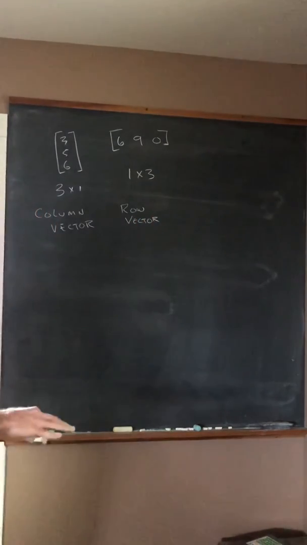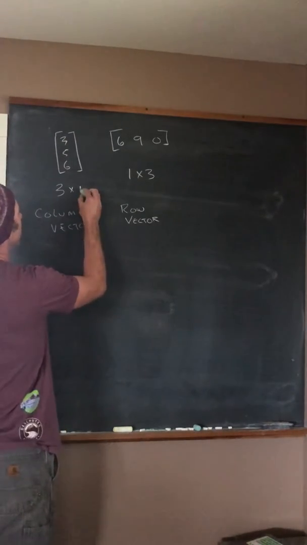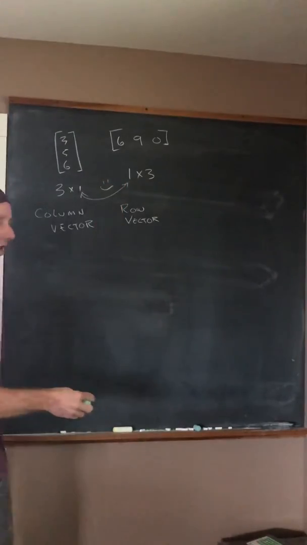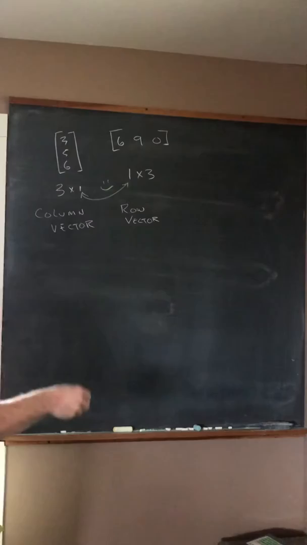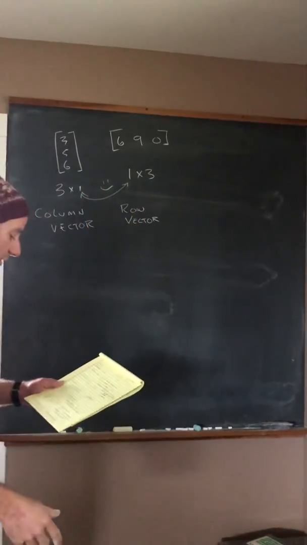Hey, can I multiply these together? Yes, I can. I can multiply them together because these inner numbers are the same. And my product is going to be a 3 by 3 matrix. Okay? Just while we're there.